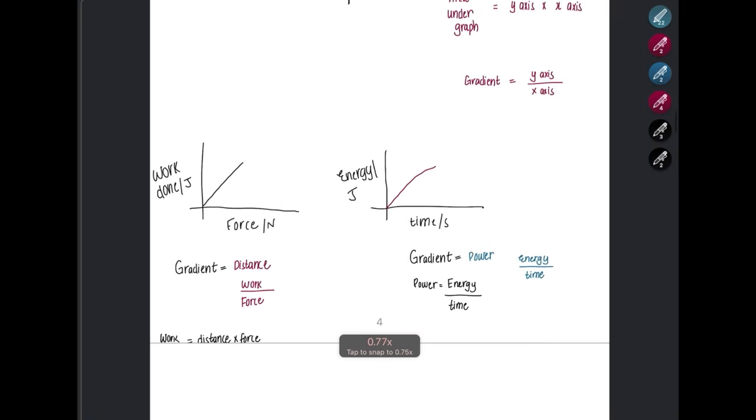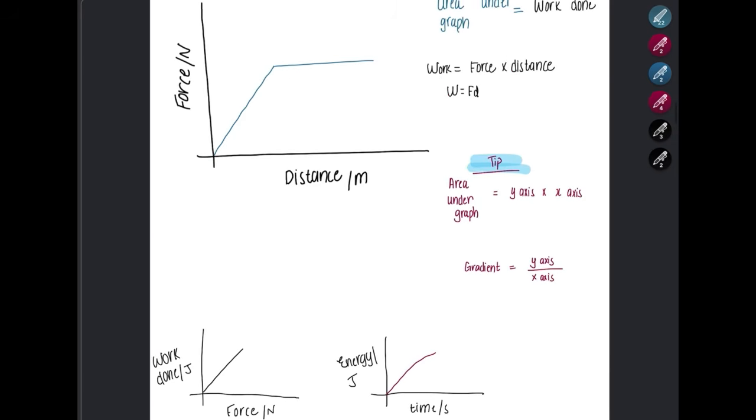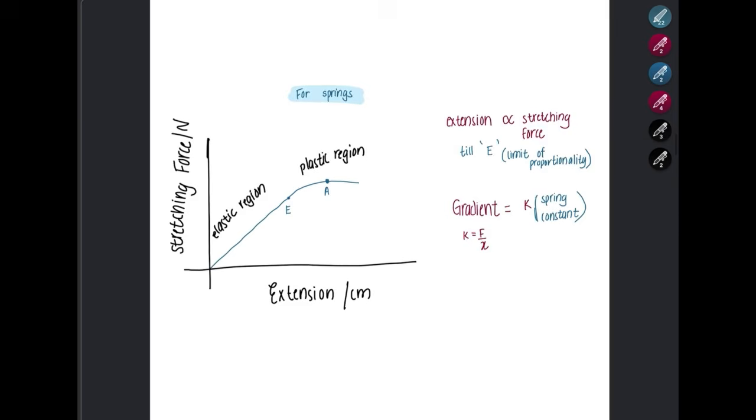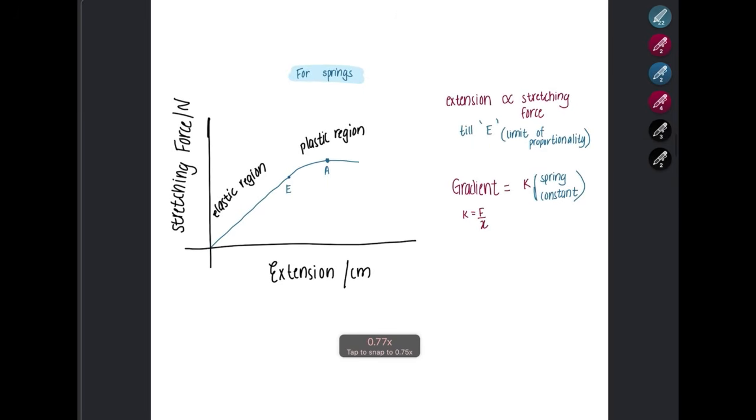So if you don't remember what we can find with the area under the graph and the gradient, just remember this hack. Gradient is going to be the quantity of y over x, and area is going to be the quantity of y multiplied by x. Now, here we have again a force versus extension graph.